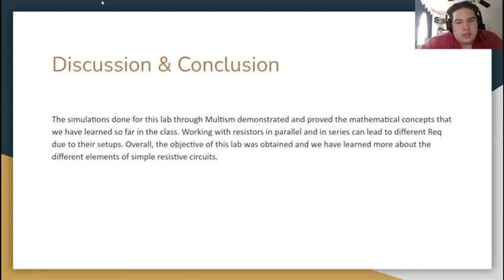So the discussion and conclusion: the simulations done for this lab through Multisim demonstrate and prove that the mathematical concepts we have learned so far in class, working with resistors in parallel and in series, can lead to different setups that are equivalent. Overall, the objective of this lab was achieved, and we learned more about the different elements of simple resistive circuits.